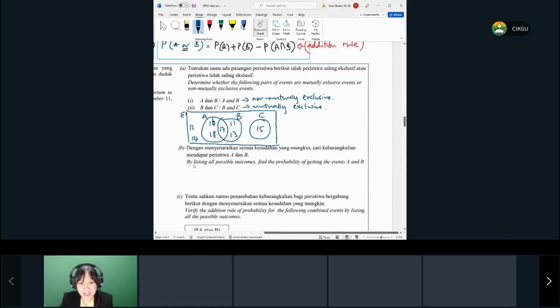Okay, nice. Part B. By listing down all the possible outcomes, find the probability of getting events A and B. So write down A and B. Now you ask yourself, is this mutually exclusive or non-mutually exclusive? Also non-mutually exclusive.